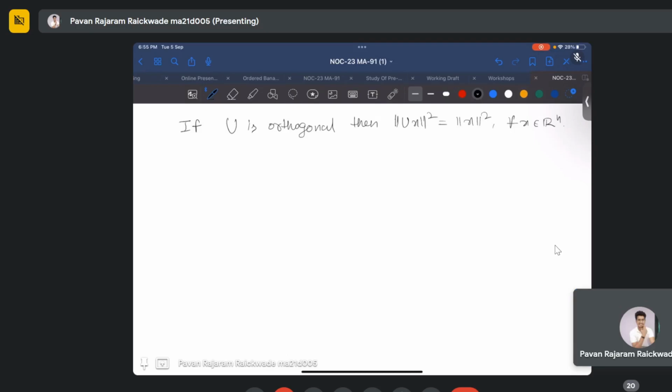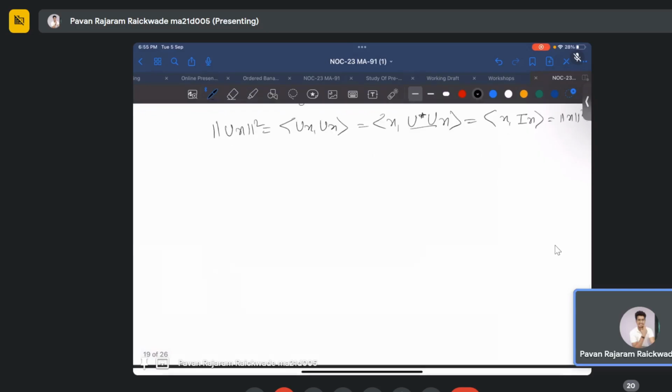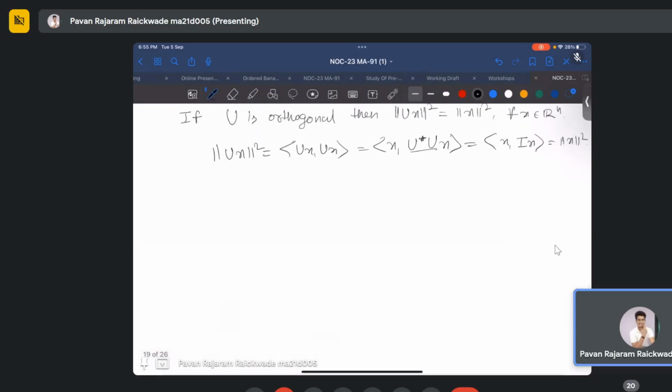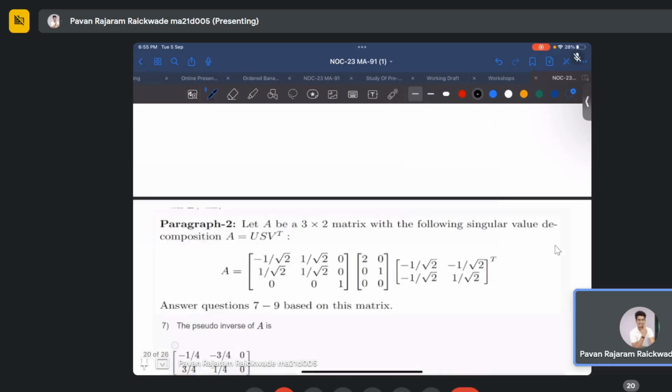Norm Ux squared equals inner product of Ux with Ux, then it is equal to inner product of x with U star Ux. Yes, perfect. So now because U is unitary, you know this is the identity. Okay, that was a very short, quick proof. Thank you. We have used this property and the definition of singular value decomposition to solve question number 6.